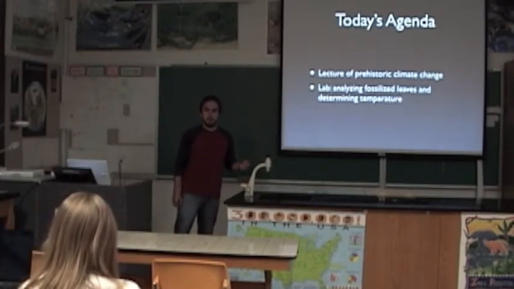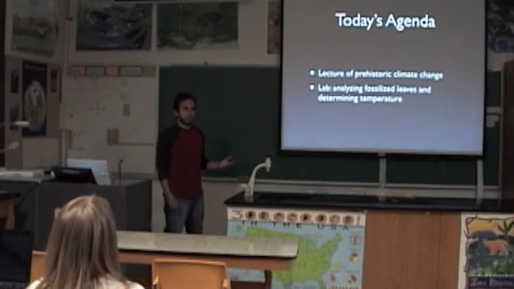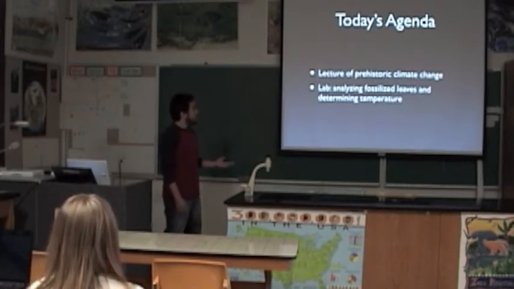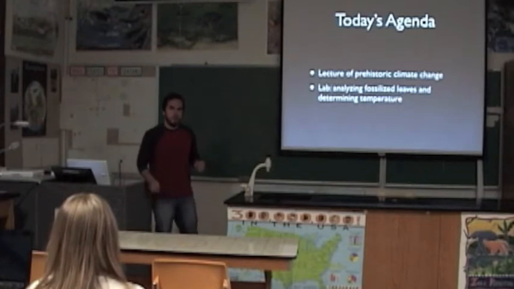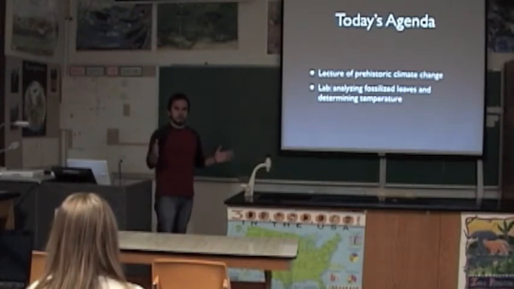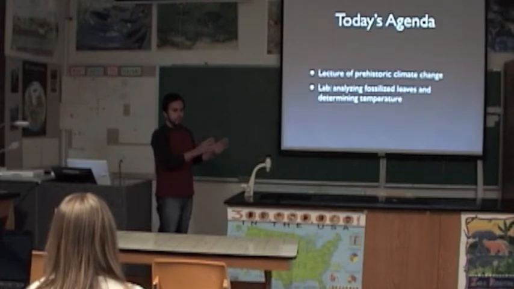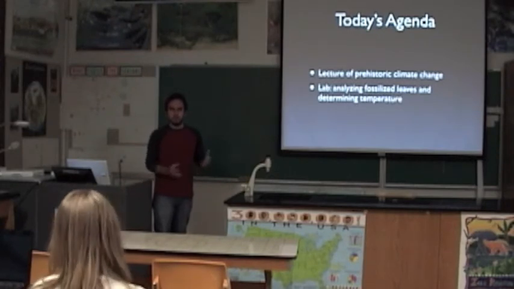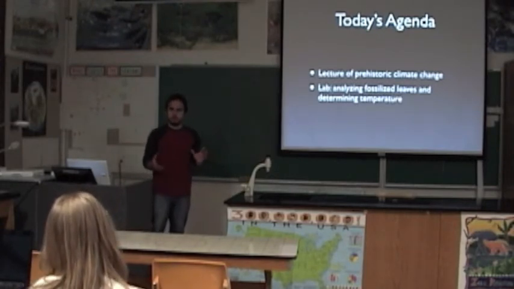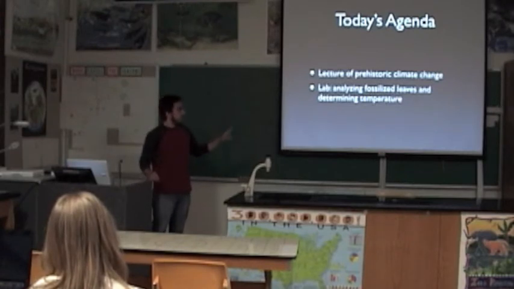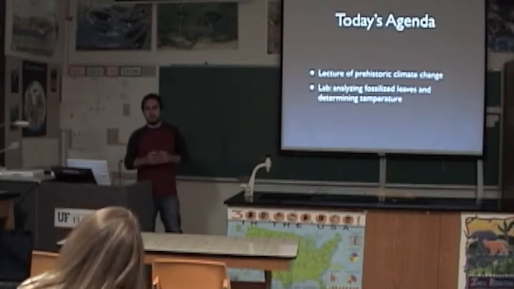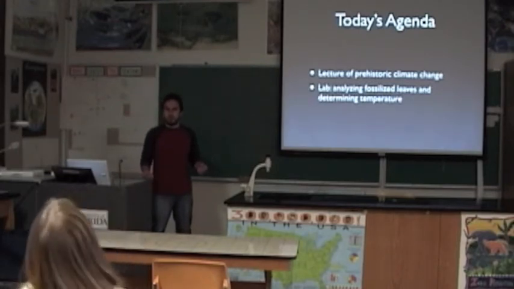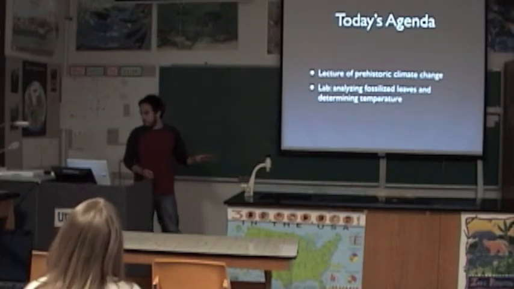All right, so today's agenda, we're going to be doing two things today. There's going to be a lecture on climate change, focusing on prehistoric climate change, and then we're going to be doing a lab where you're going to have two large posters that have actual pictures of these fossilized leaves that were found from around 55 million years ago. It was during this warming period that we'll talk about. So you're going to be analyzing these and determining the, well, not the exact, the average temperature of the Earth during this time, this warming period.